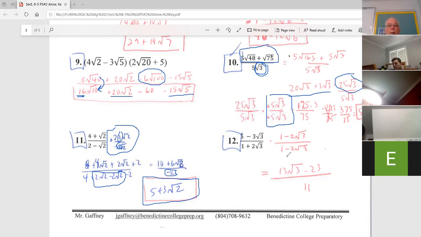And then number 12 was done very similarly to number 11, multiplying both the numerator and denominator by 1 minus 2 radical 3. And this is what your final answer should look like. These bottom two problems, if you see them again, will probably be a bonus, because if you can do those, then you can do any of this.